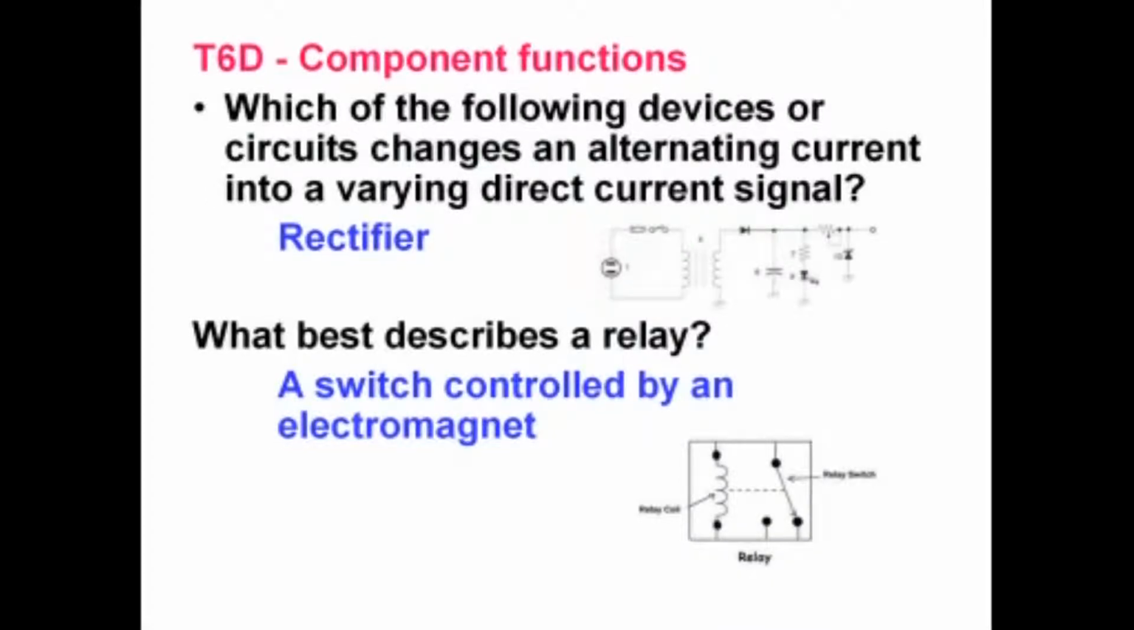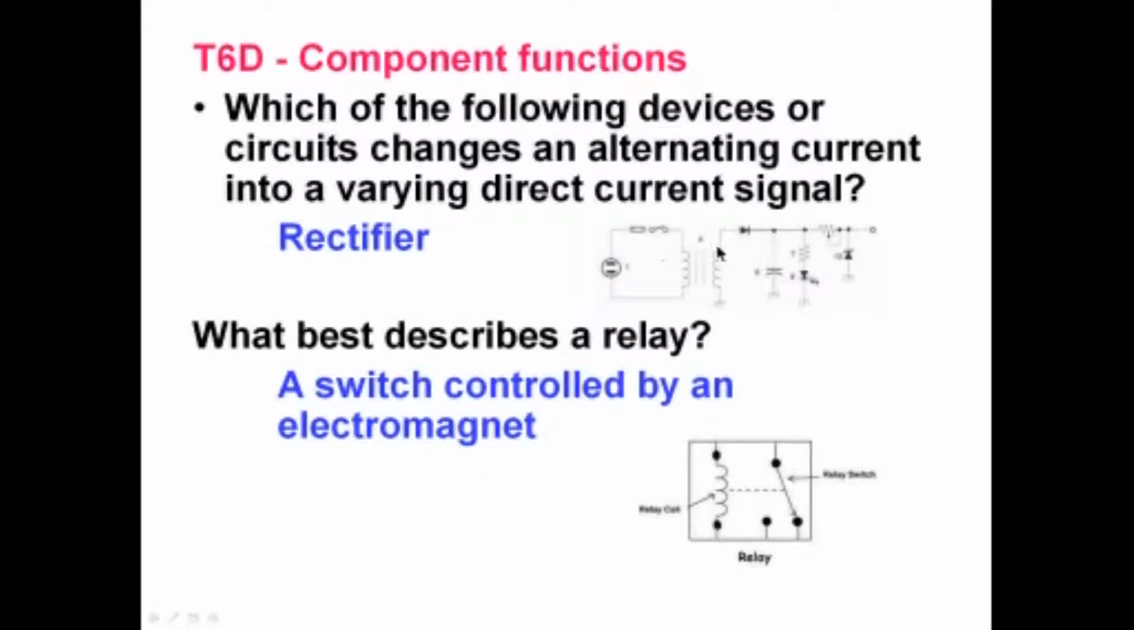Which of the following devices or circuits changes an alternating current into a varying direct current signal? Okay, here I've brought one of those circuits back for you. It's called a rectifier, the device that changes the alternating current into a varying direct current.